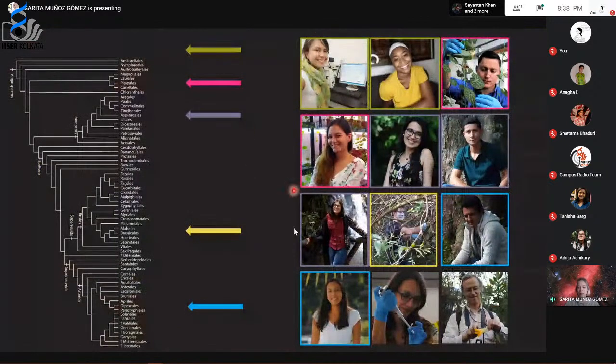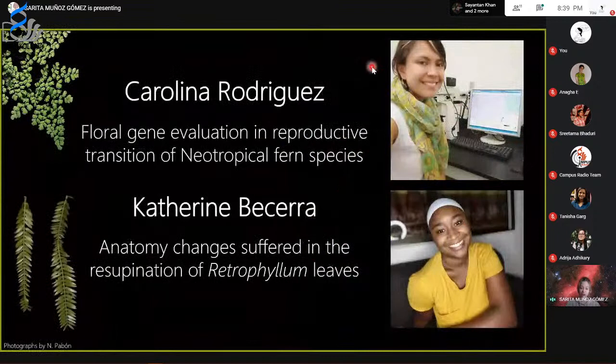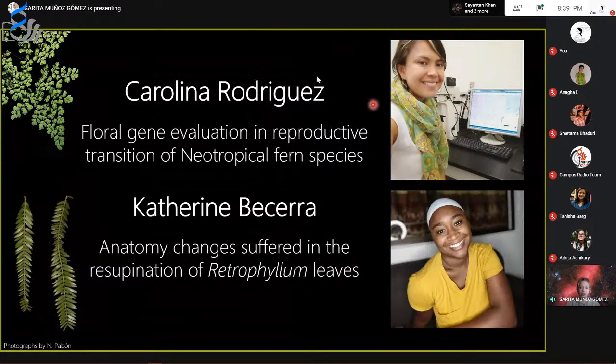And here are the members that are currently in the lab. The lab works in many different families across the angiosperms and outside the angiosperms. Here are a few families that I put into rows, but I'm going to go one by one kind of fast, so you can see a little bit of the projects. Outside the angiosperms, there are two projects. Here's Carolina Rodriguez.